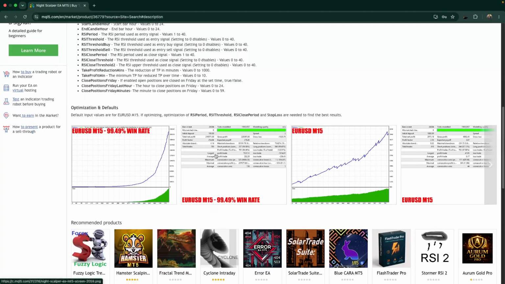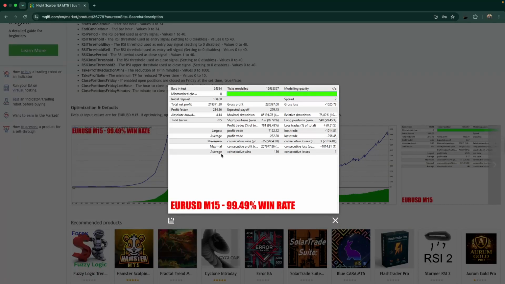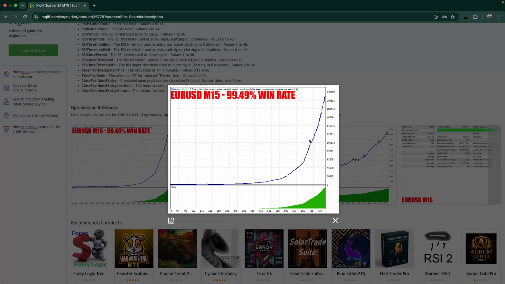Now, let's look at their backtest. The developer's backtest highlights an extremely high win rate of over 99% with a very strong profit factor. They even present it as a low risk night scalping system that avoids news and volatile periods by trading only during calm hours. This is how their equity curve looks like.